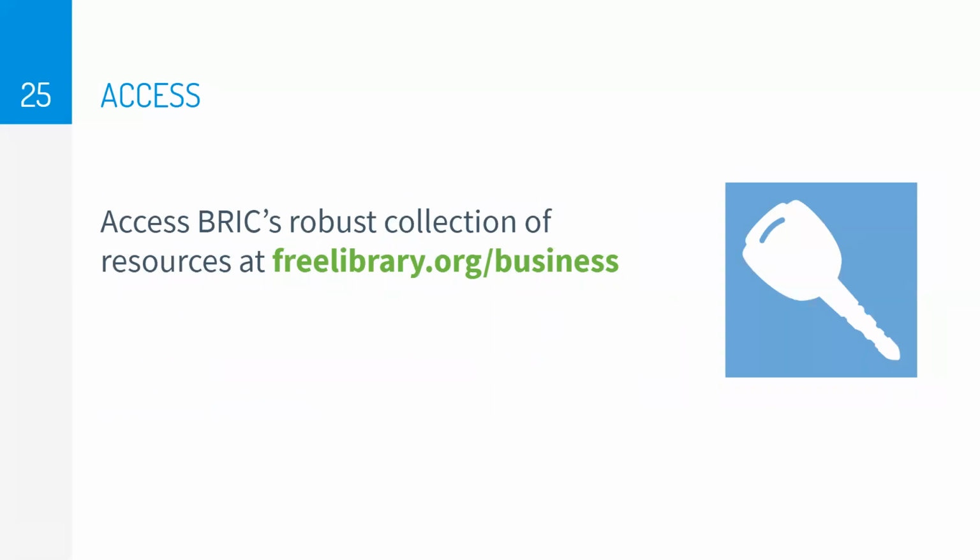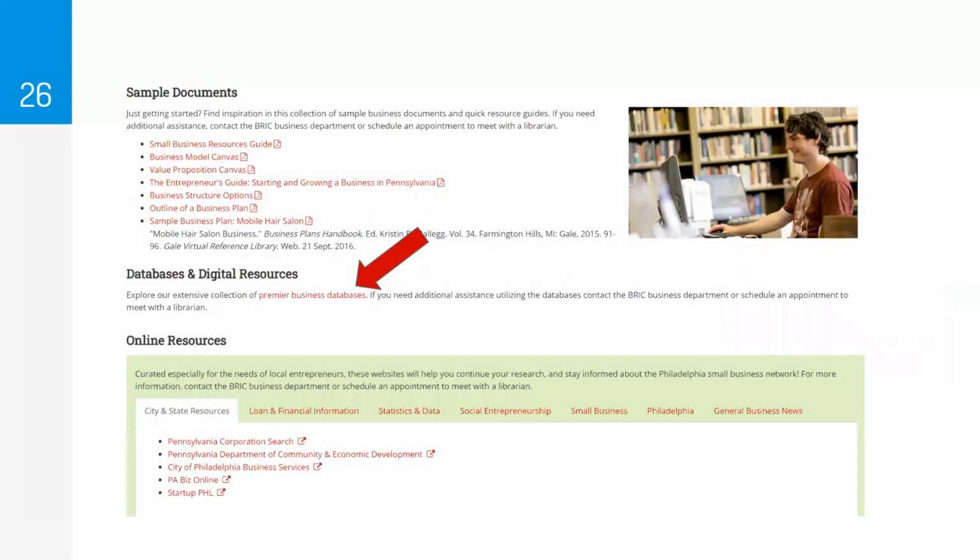The next three resources we're going to discuss are free library databases that you can access with your library card number and PIN. You can access BRIC's business resources via our website at freelibrary.org/business. From freelibrary.org/business, you can access sample documents, such as an example of a business plan, links to helpful online resources by subject, and of course, our databases. Click on the red Premier Business Databases link to access the databases.